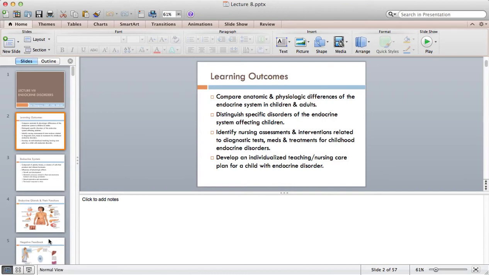And then with all the information we've gathered, we'll be able to plan an individualized care plan, including teaching of the patient and or the family of children that have endocrine disorders. And then at the end of it, we will look at the exam. Okay.